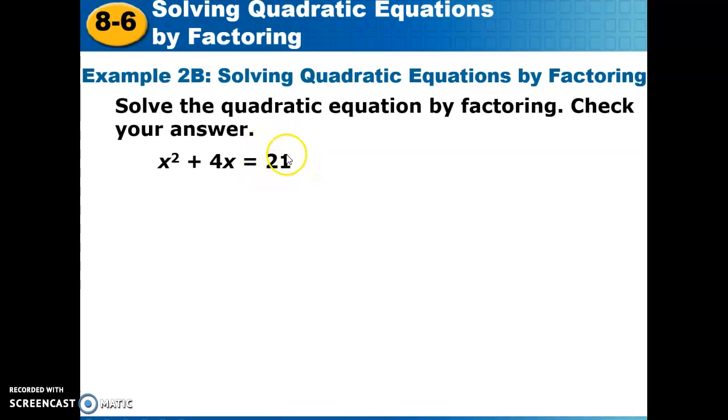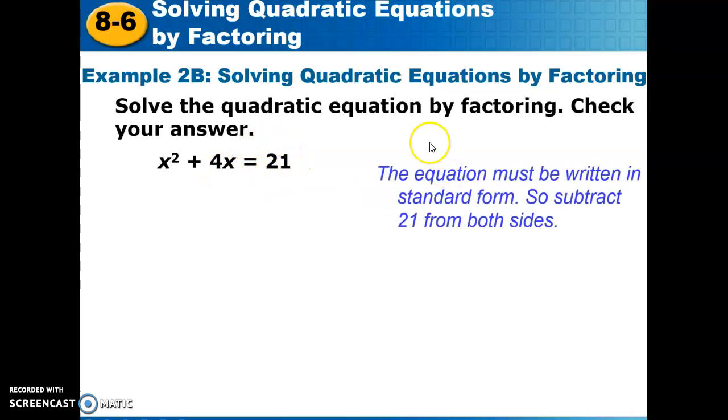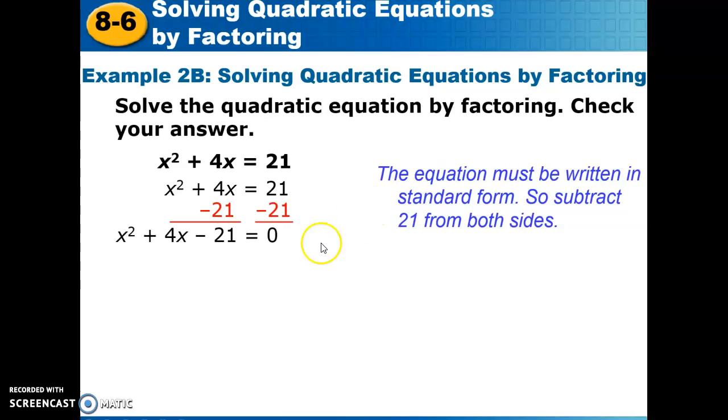Now this one's a little different because we have x squared plus 4x equals 21. What do we notice over here? This is not a 0. So before we can move on, we have to move this over to the left side. So to do that, we're going to subtract 21 on both sides. And now we have a quadratic that's set equal to 0. That's exactly what we want.